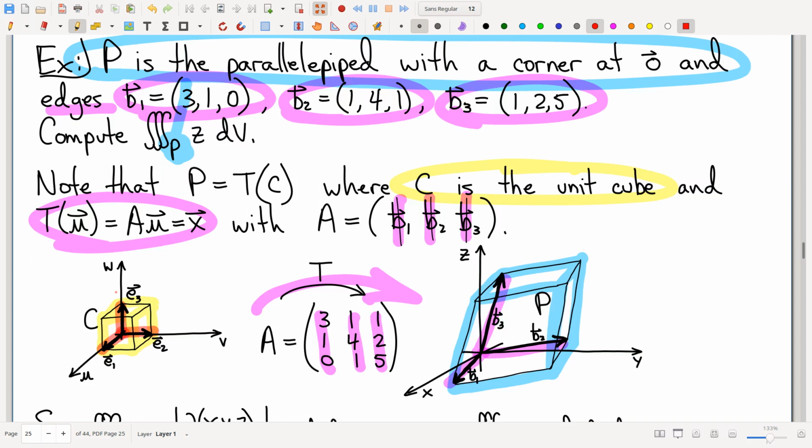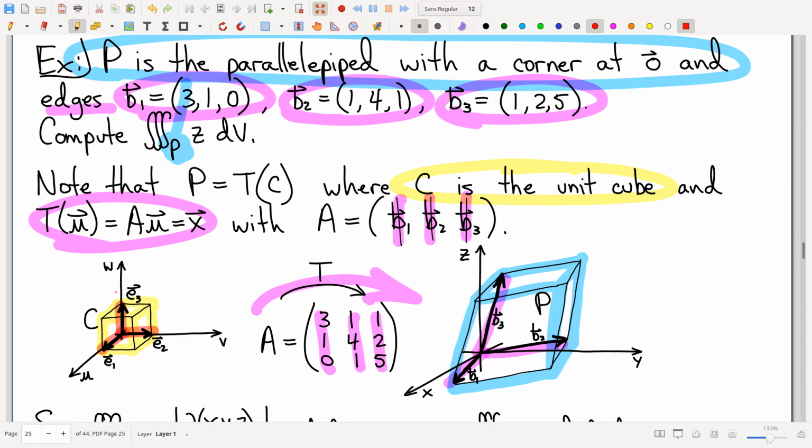And if these 3 edges turn into those 3 edges, then by linearity, and there's some details here I don't want to deal with, the cube is going to turn into the parallelepiped. So it all comes down to these edges. Now let's think through the edges.